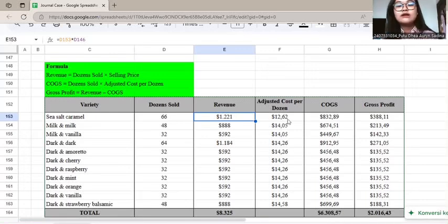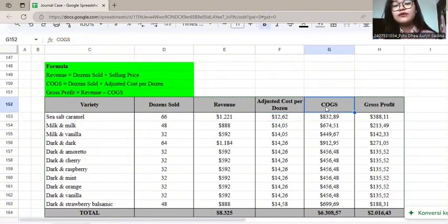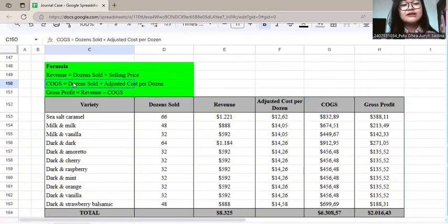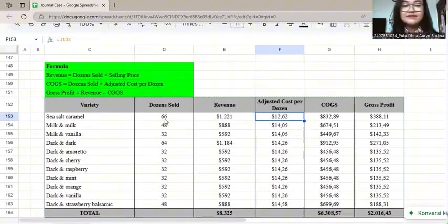And then we got adjusted cost per dozen. We already have this calculation from the last calculation, so you just need to put it here. And for the COGS, the formula will be dozens sold times adjusted cost per dozen. We already know the dozens sold, right? And the adjusted cost per dozen for each variety. We just need to multiply these too.